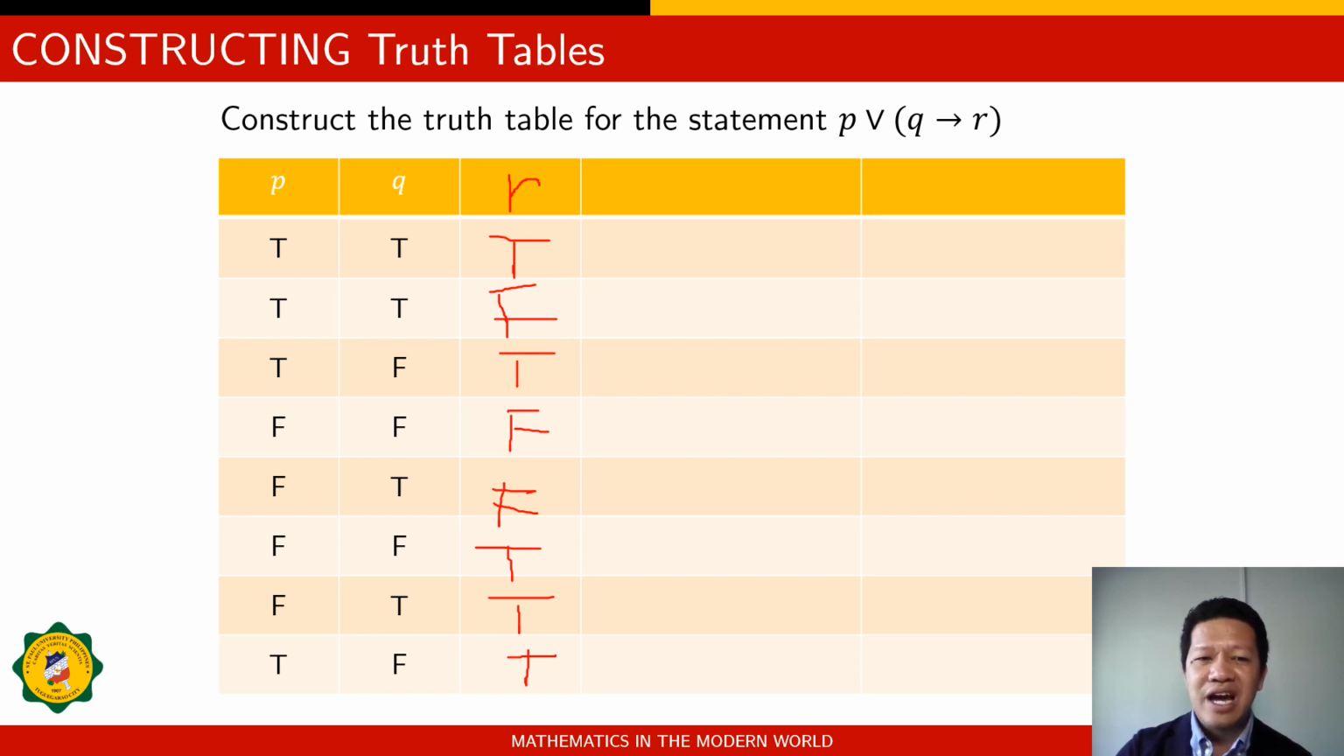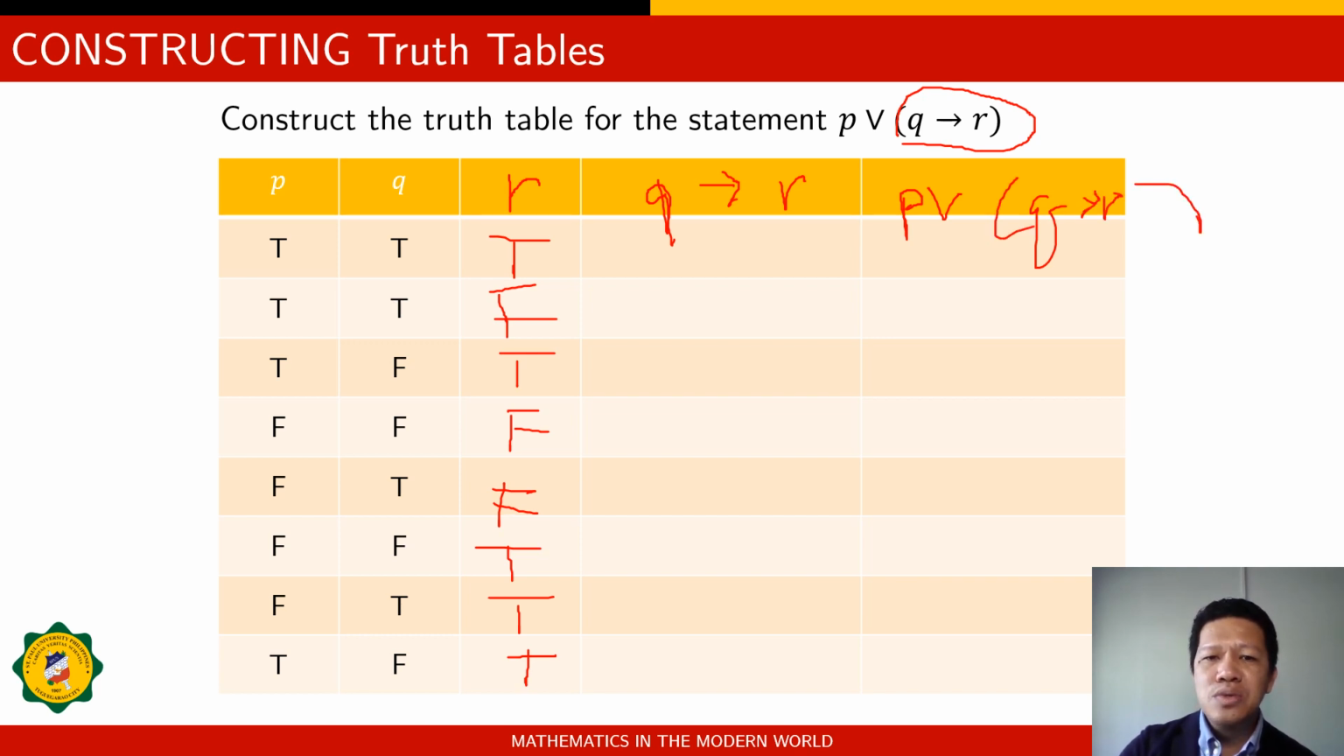You can actually rearrange this. Okay, so this is not actually definite. You can have a different arrangement for this as long as there are actually eight possibilities. Okay, so the first thing is you need to have the column for Q implies R, and the last column will be for the complete statement, P or Q implies R.